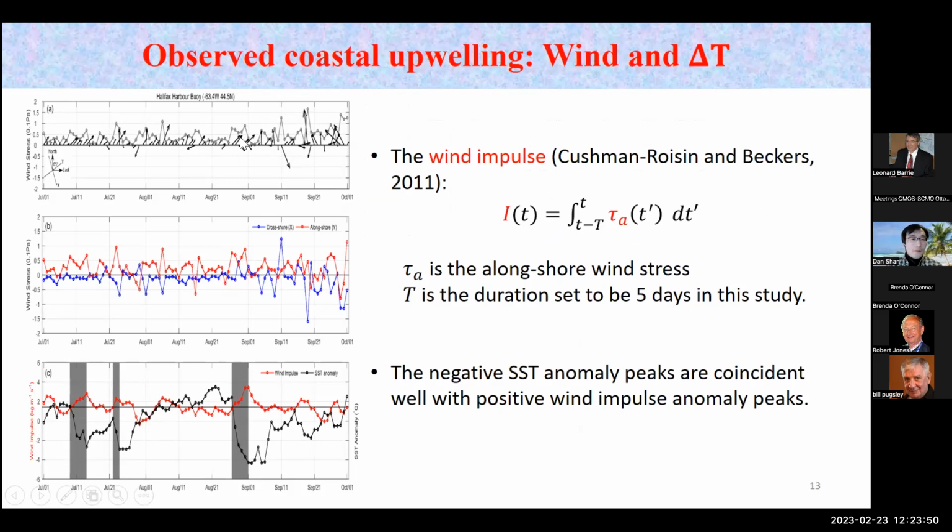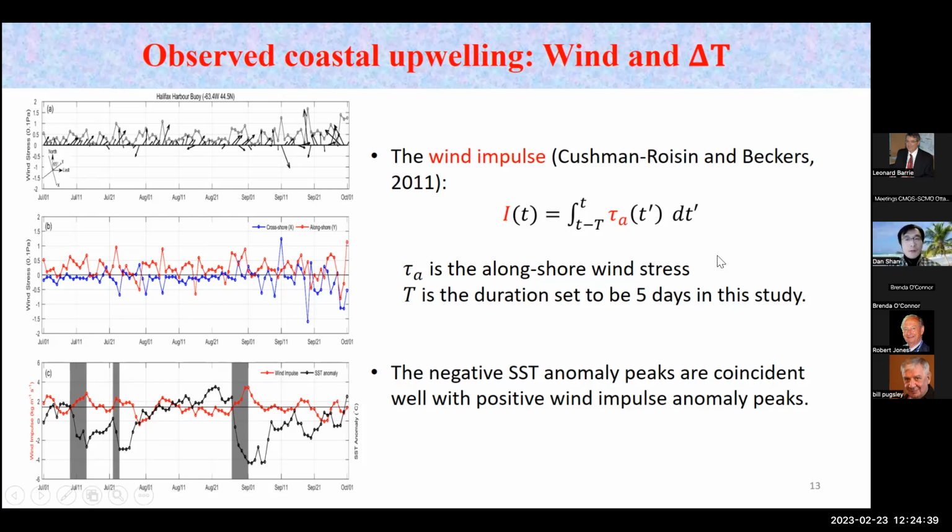So next I will explore the relationship between wind and the change of temperature. This is again the wind observed by the marine buoy, from July to October. First I decompose this wind into two components. One is a longshore component, shown in red, and the other, in blue, shows the cross-shore component. What I'm going to focus on is this alongshore component, shown in red. And in addition to the wind stress, we look at the wind impulse, which is a temporal integration of this wind stress.